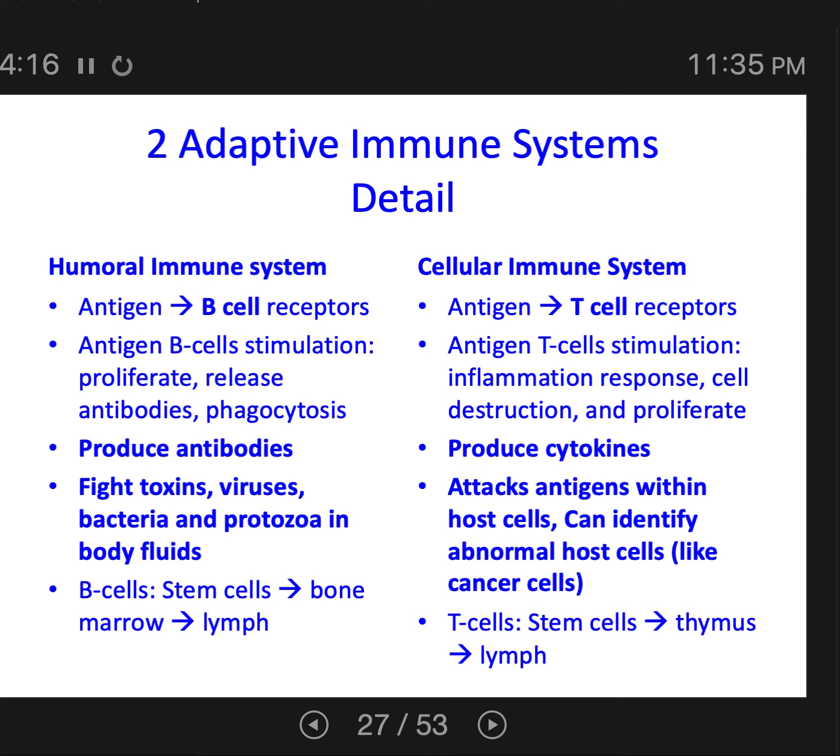T cells do not excrete antibodies, but instead use cytokines to help destroy pathogens. They are coated in T cell receptors, which are very like B cell receptors. They are very specific to a specific antigen, but T cells bind to antigens that are displayed on MHC molecules.